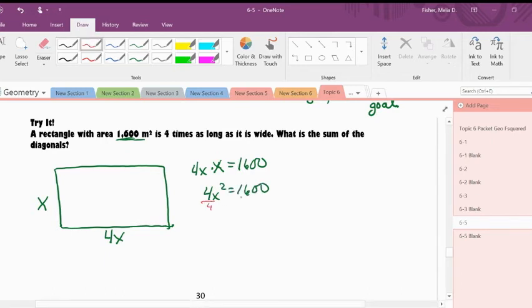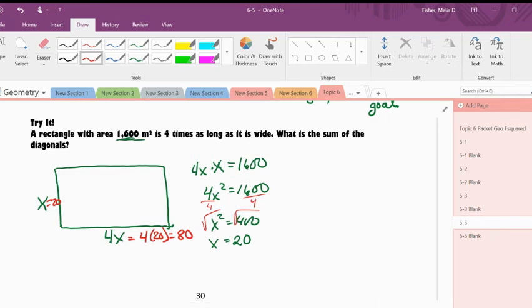We'll divide both sides by 4. X squared equals 400. Taking the square root of both sides, we get that x equals 20. So if x equals 20, then that means that 4x equals 80. So we know that the side lengths of our rectangle are 20 and 80.